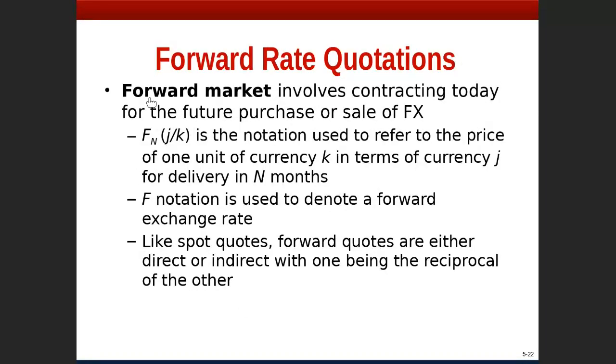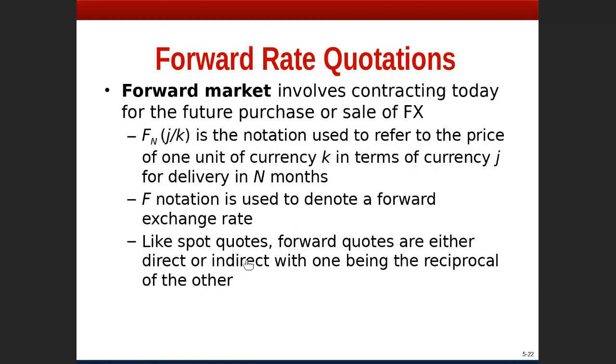The forward market involves contracting today for the future purchase or sale of foreign exchange at some point in the future, as I mentioned earlier. In terms of notation, F_N(J/K) is the notation used to refer to the price of one unit of currency K, so K here is a specific currency, in terms of currency J for delivery in N months. F is the notation used for a forward exchange rate.